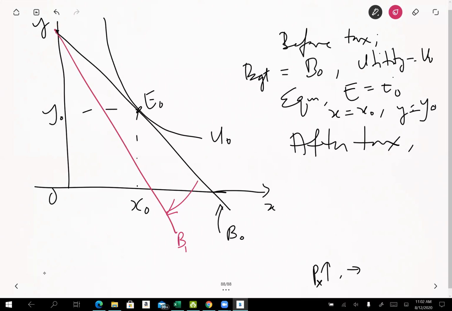After the tax, the price of X essentially increases by the amount of the tax. As we can see from the budget line, the price of X now becomes PX0, the initial price, plus T, so a higher price of X. When there is a higher price of X, there will be that kind of rotation. So the budget line is now B1, and the indifference curve, you will see here, is U1.